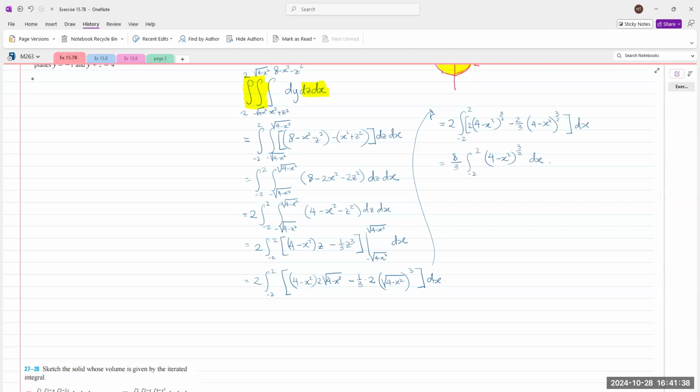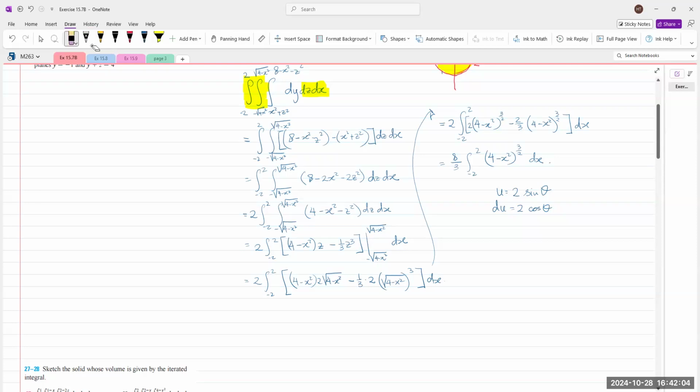Okay. Now, how do we do it from here? Should we do trig substitution? Let x equal 2 sine theta, so dx equals 2 cosine theta d theta.